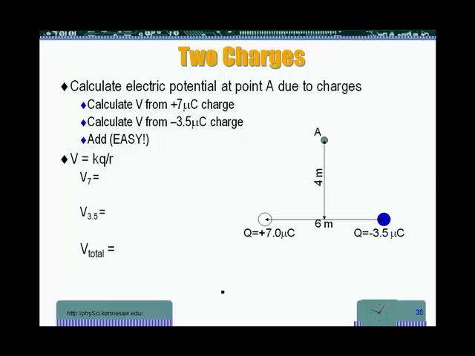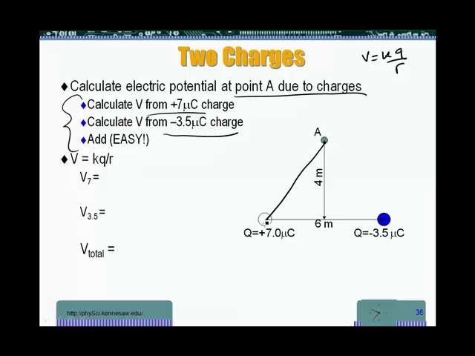In this example here, it is asking us to calculate the electrical potential at point A due to charges, the 7 microcoulomb charge, then due to the minus 3 microcoulomb charge. Here it is guiding us through the process. So I calculate the electrical potential due to the 7 microcoulomb charge. What is it going to be? It's going to be the expression for electrical potential, K Q over R.